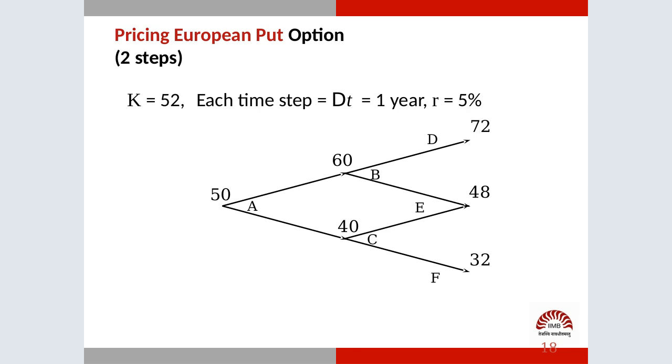$72. Then how will you get a payoff? Because look at this, this is what you wrote: price of the underlying is less than K. Is this less than K? What is K? K is 52. Is 72 less than 52?